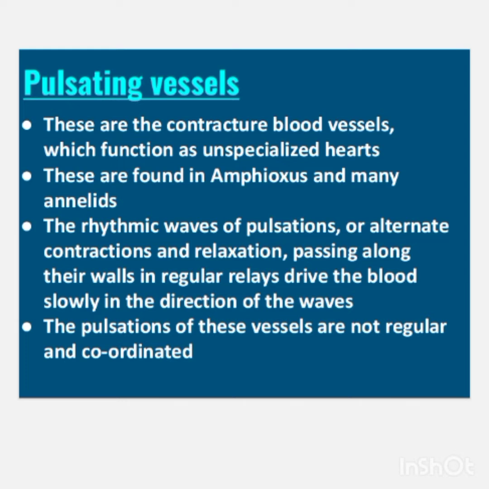These are the contractile blood vessels which function as unspecialized hearts. They are found in amphioxus and many annelids. The rhythmic waves of pulsations, or alternate contractions and relaxations, passing along their walls at regular intervals drive the blood slowly in the direction of the waves. The pulsations of these vessels are not regular and coordinated.